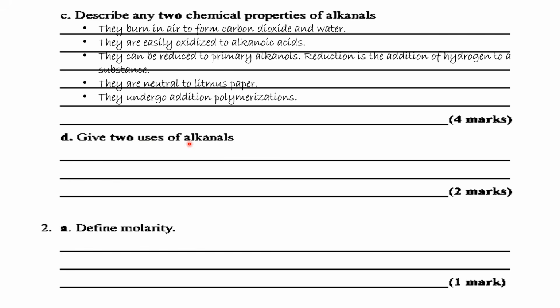Give 2 uses of alkanols. Alkanols are used as preservatives. You can use an alkanol such as formaldehyde, also called methanol, to preserve biological specimen. So one of the uses of alkanols is to preserve biological specimen.